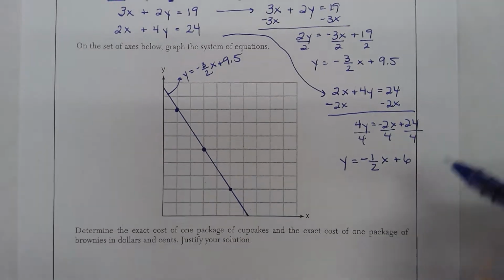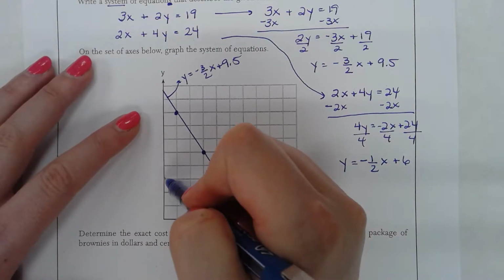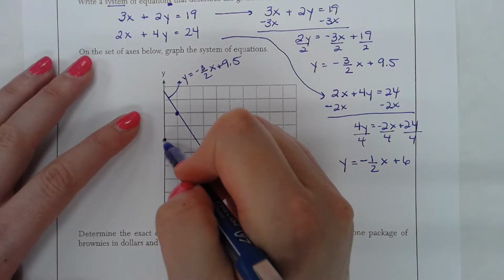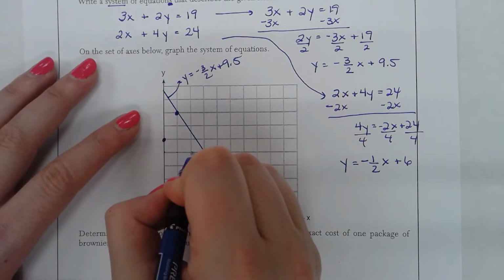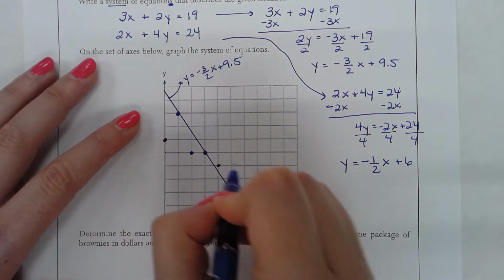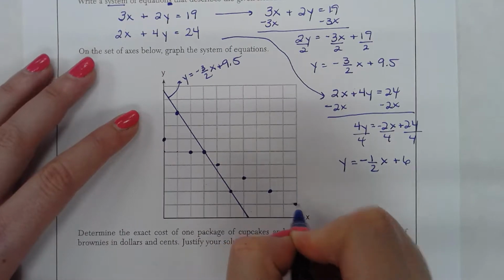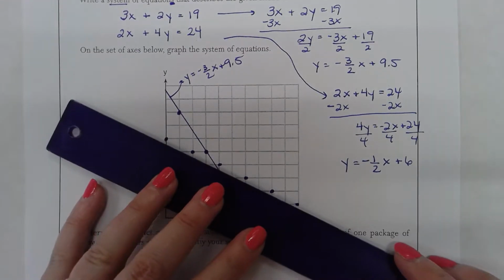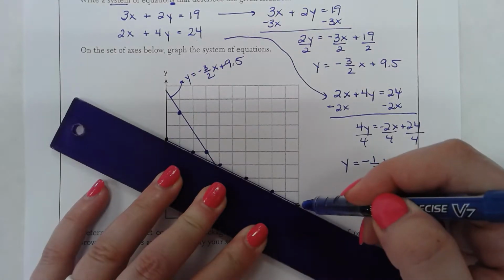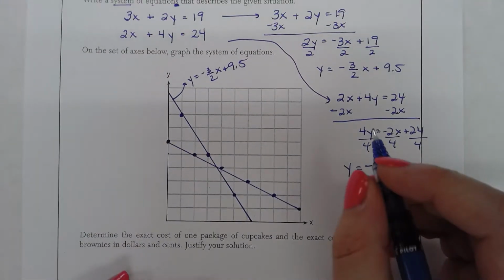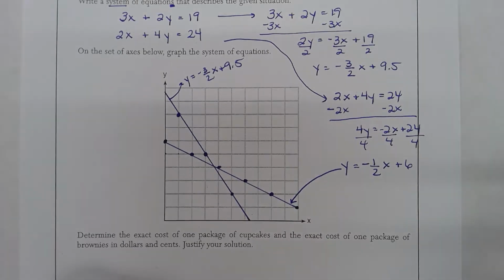Now, for my second equation, the y-intercept is 6, so I can plot that. 1, 2, 3, 4, 5, 6. And then the slope is a negative 1/2. Down 1 over 2. Down 1 over 2. Down 1 over 2. And now I'm going to graph that line. Again, I don't want to extend it. I'm just going to stop it right there. And there's my labeling. Okay, so that's my line there.